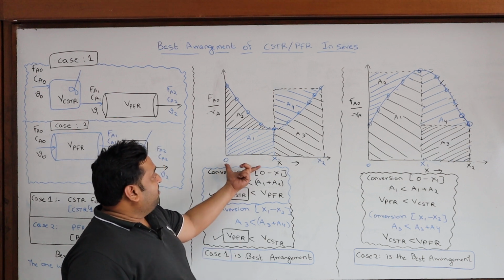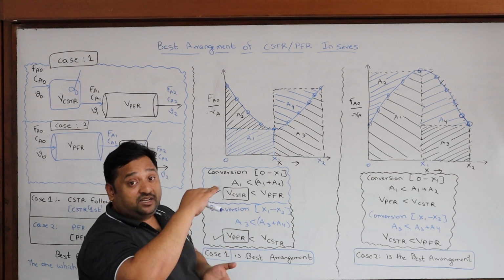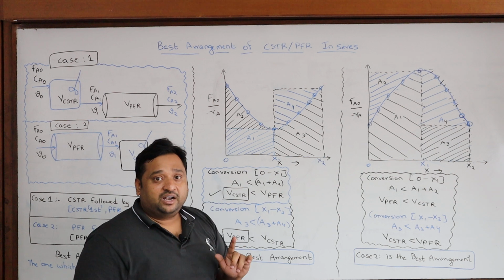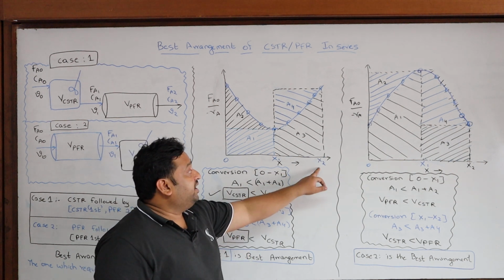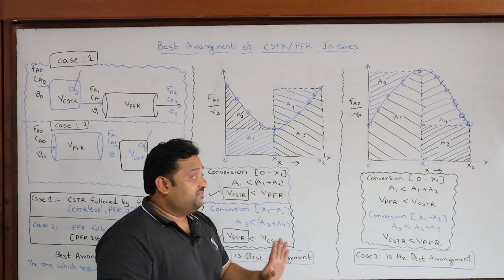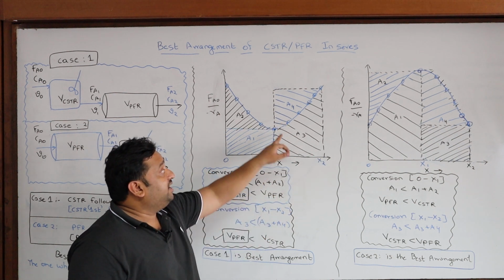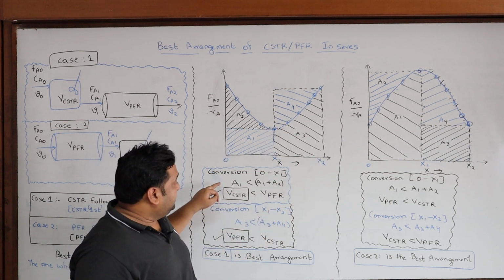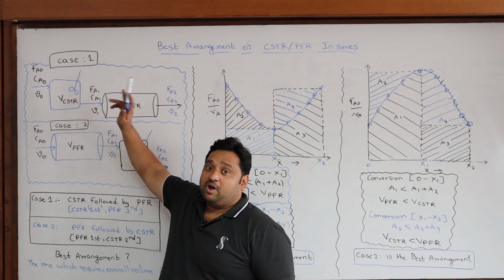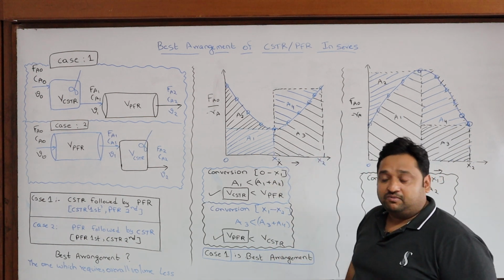That means for the initial conversion, you keep CSTR. That means with less volume of the reactor itself, you can get a good conversion. From x1 to x2, if you keep PFR, that means a small PFR is enough to reach the conversion from x1 to x2. So the best possible arrangement is first CSTR, next PFR. That means case 1 is the best arrangement for this kind of curve.